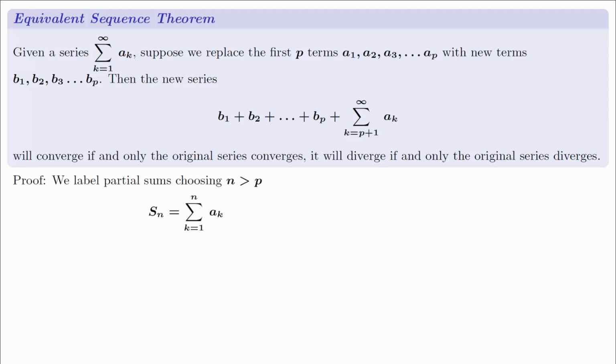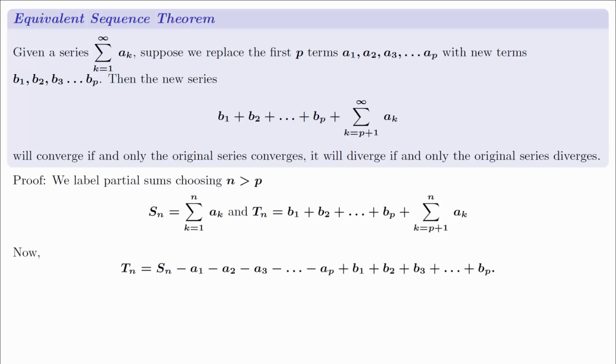For the proof, label the partial sums of the two series as follows. Sn will be the partial sum k equal 1 to n of the ak's. Tn will be the nth partial sum of the new series. That's b1 plus b2 and so on up to bp, plus the sum from p+1 to n of the ak's. And we always choose n bigger than p so everything makes sense. Now notice that Tn is just Sn with a1 through ap subtracted off and b1 through bp added in.